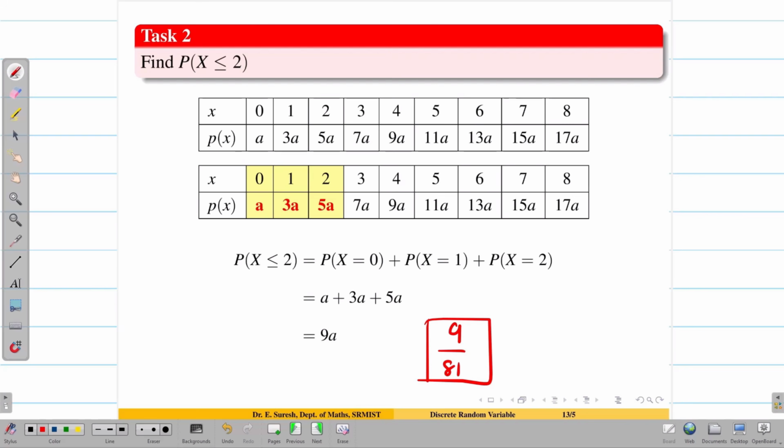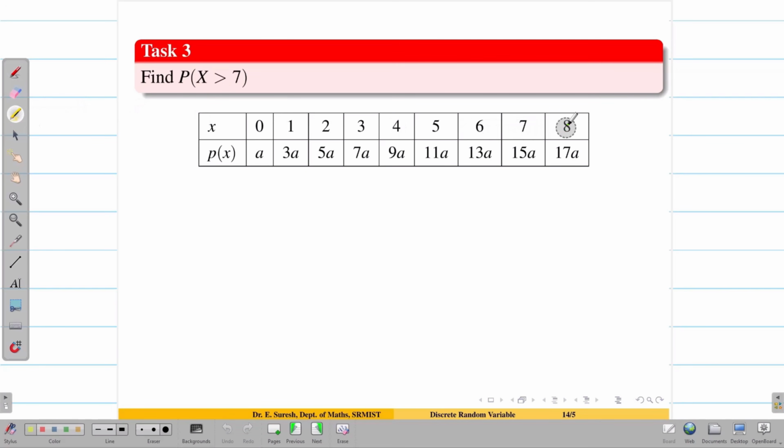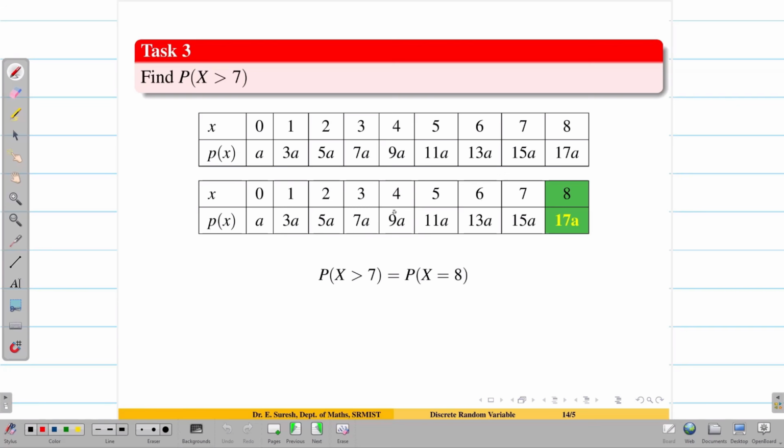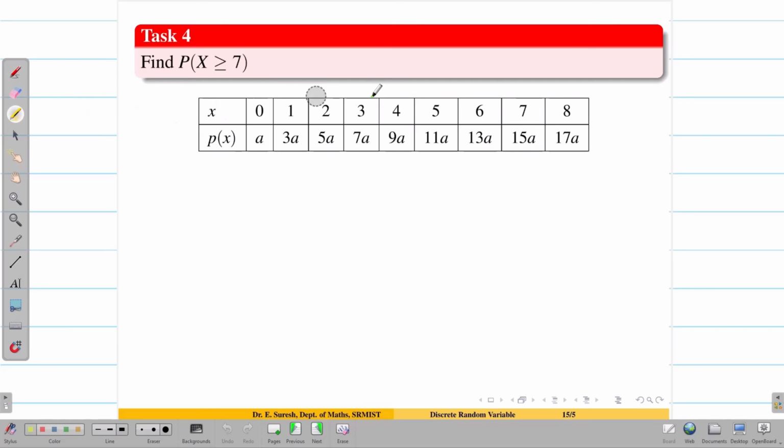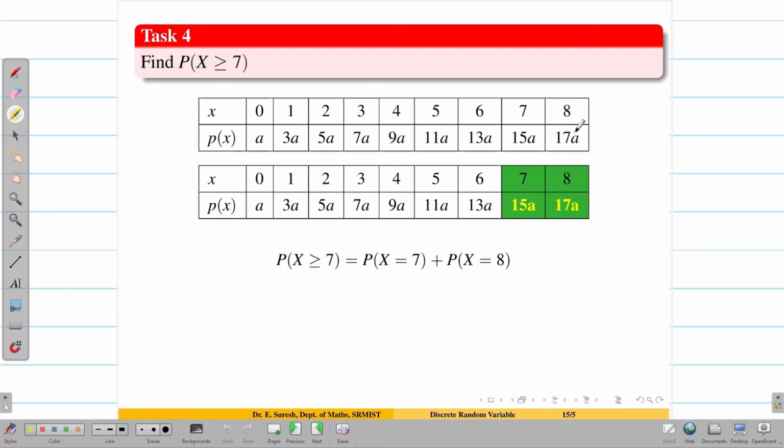Next, probability of x greater than 7. So it's going to be very simple. If it is greater than 7, we have only one value, that is probability of x equal to 8. So 17a, we can substitute and get 17 by 81. Greater than or equal to 7 means we have to include both 7 and 8. So the answer is 32 by 81.